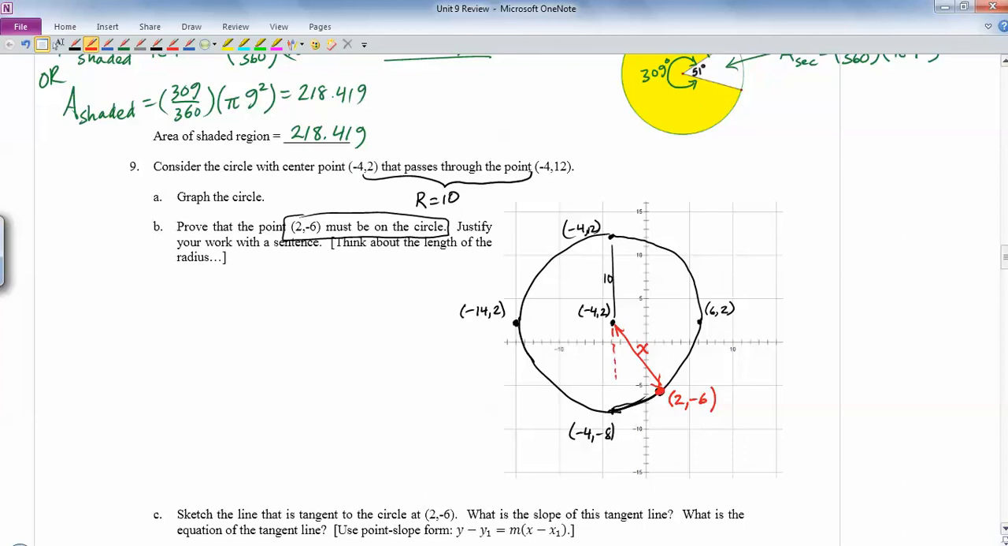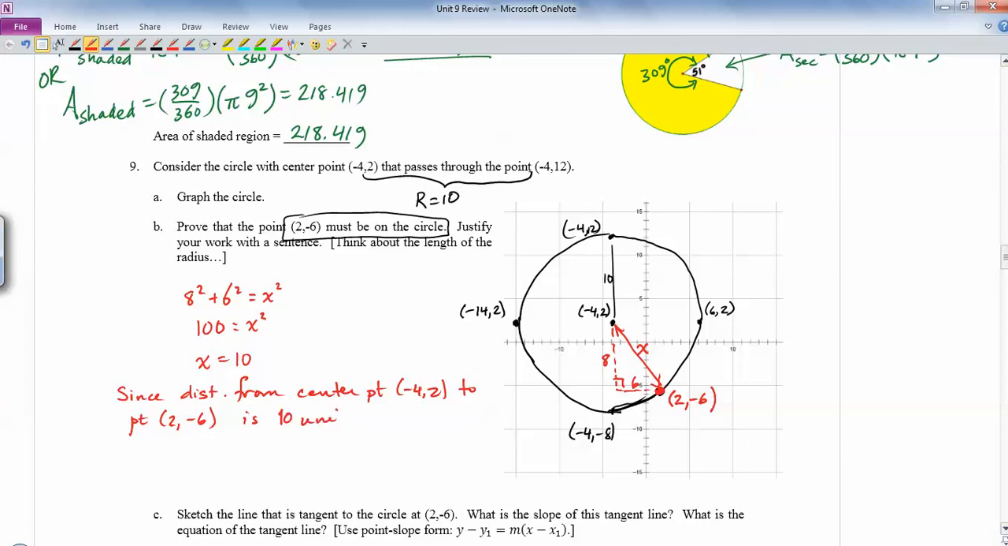What we can do is draw in this slope triangle. So that would be a drop of, it goes from 2 to -6, so a drop of 8. And the run, -4 to +2, is 6 apart. So then I can do 8 squared plus 6 squared equals x squared. If you work that out, you get 64 plus 36, well that's 100, equals x squared. So x equals 10. And so since the distance from the center point, -4, 2, to the point 2, -6 is 10 units, and the radius equals 10, the point 2, -6 must be on the circle.